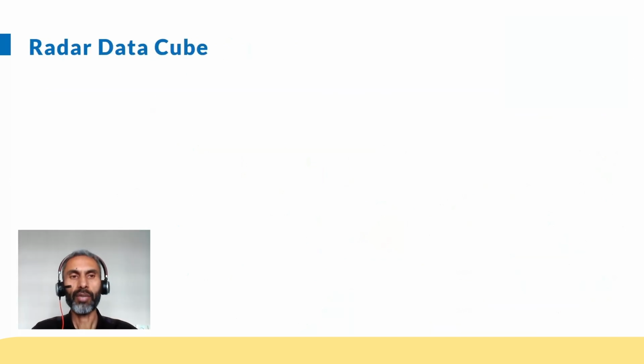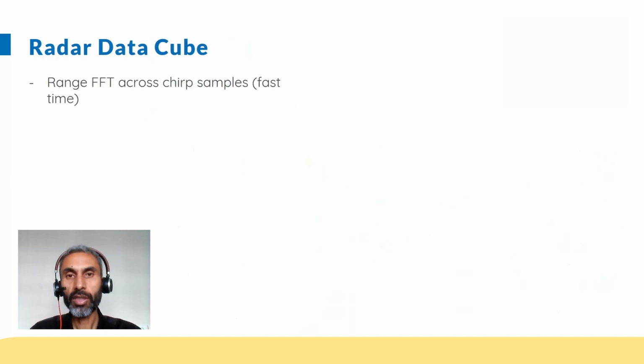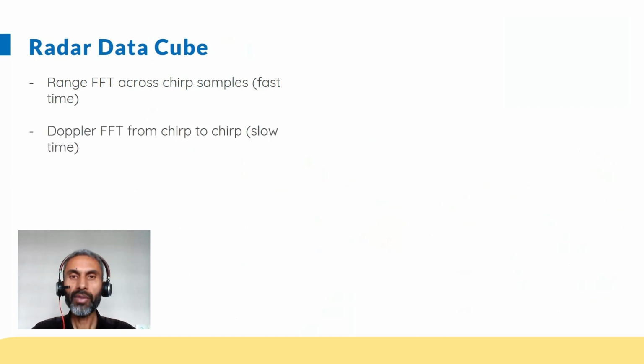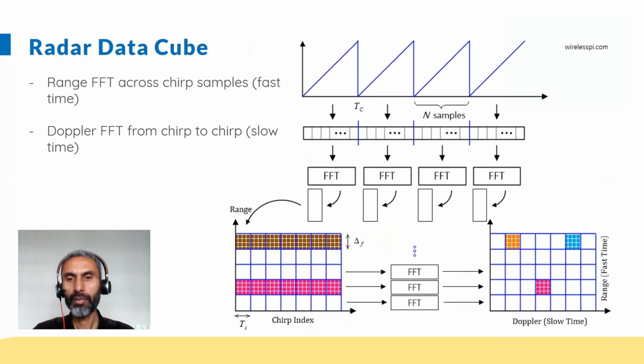When we combine these three FFTs, we have the radar data cube. Range FFT across chirp samples is known as fast time, the actual sample rate of the receiver from one sample to the next. Doppler FFT from one chirp to the next is known as slow time. This is done after the FFT has been taken across the range samples.